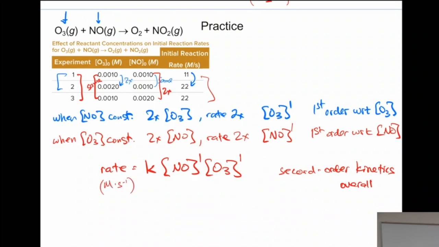Why does it display second order kinetics overall? Excellent question. It's how we define the terms, okay? So the reaction overall is second order because it's just the sum of the individual orders. Okay. So the answer is that's how we define it.